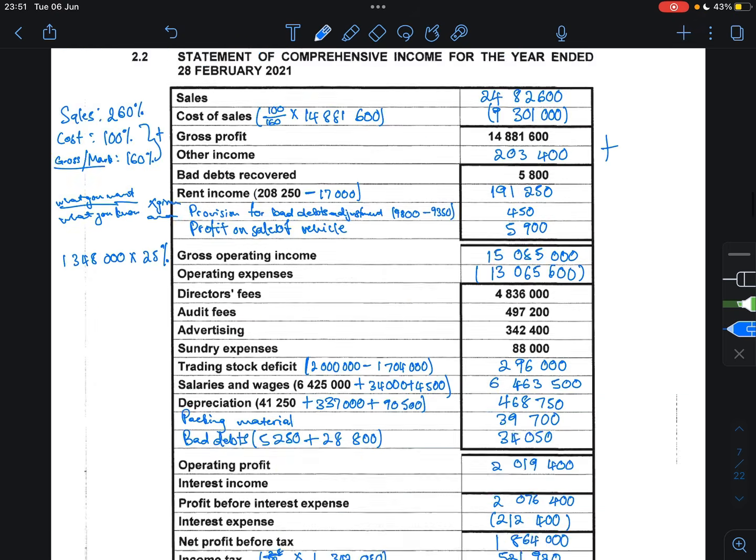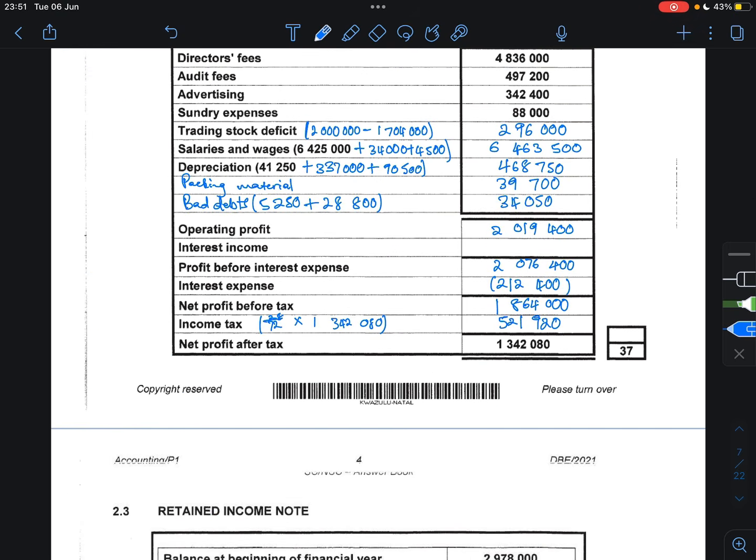So now our interest income, we're not given any information, which means this is a balancing figure. So now what we can do is just take these two amounts, so take this one and subtract this one. So it's 2,076,400, because interest income is an income. It's supposed to be added. So when we work our way backwards, we're supposed to subtract this one. All right, so it's 2,076,400 minus 2,019,400, and I'm getting our interest income to be 57,000.